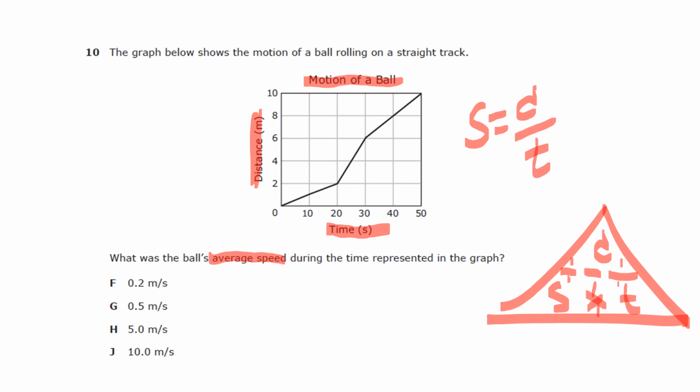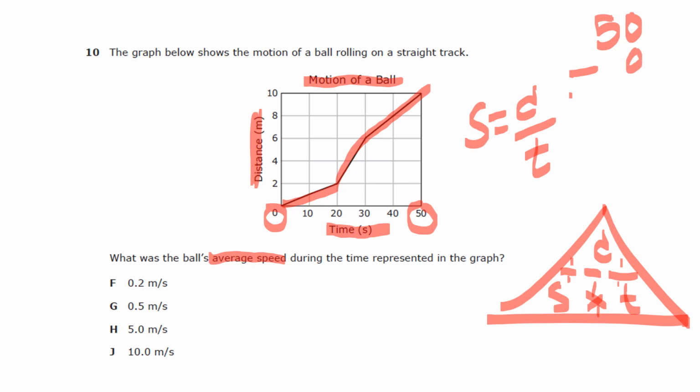So the easiest way to do this is look at the total time. So we start at 0 and we end at 50. So you have to take the beginning and the end and subtract them. That way you can get the whole total amount traveled, time-wise, right? So 50 minus 0.